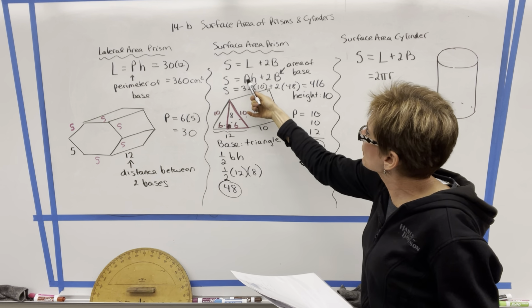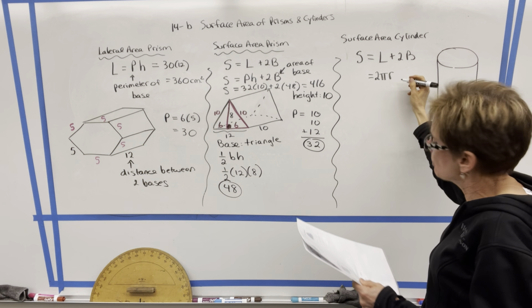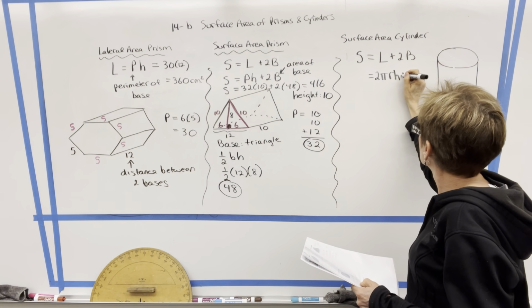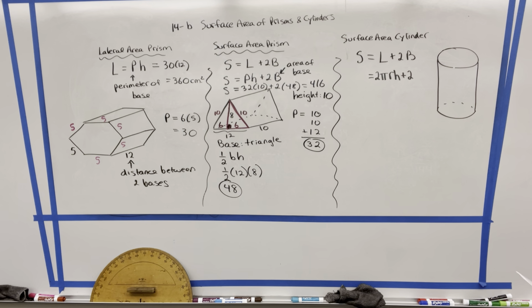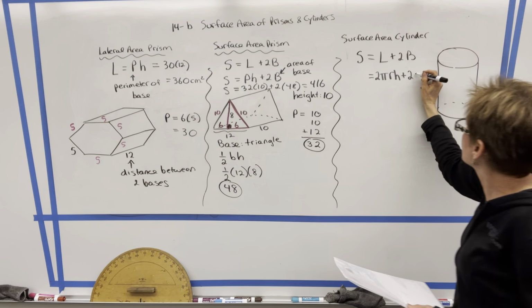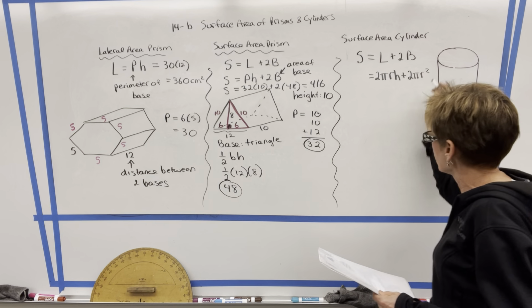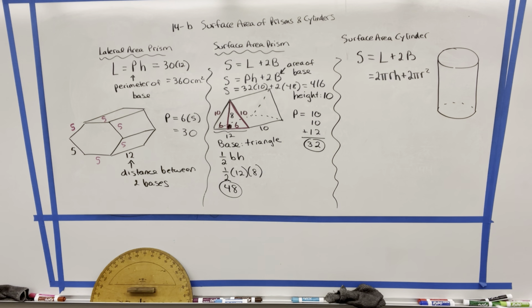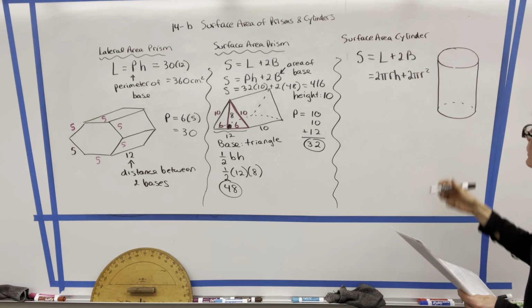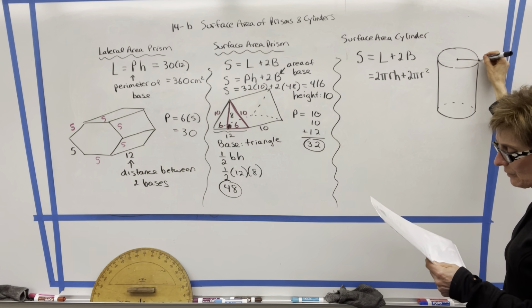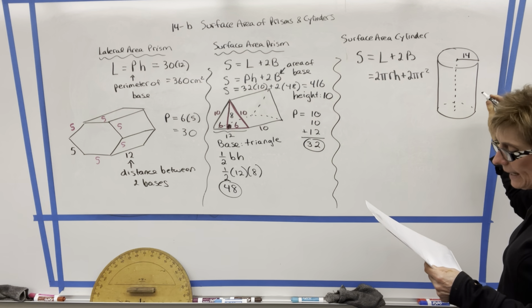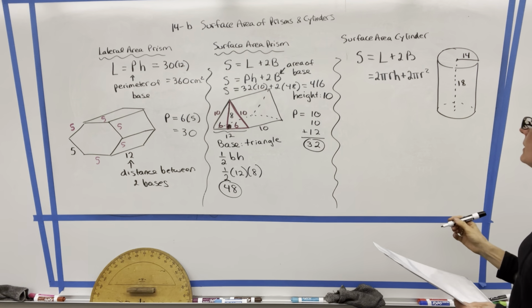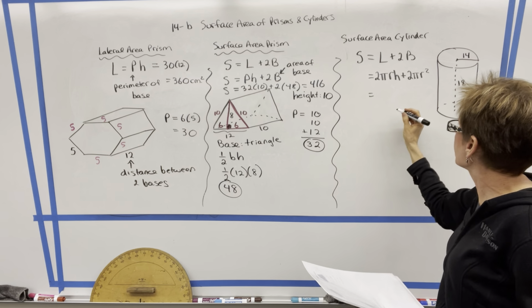So when I want to take perimeter times height, it would be 2 pi r times height, plus 2 times, and again, since the base is a circle, our area for the circle is always going to be pi r squared. So with a cylinder, we have a little bit more specific information. All right, the radius of this cylinder I'm going to label as 14, and the height I'm going to label as 18. This is a lot more straightforward, I think, than the other two.